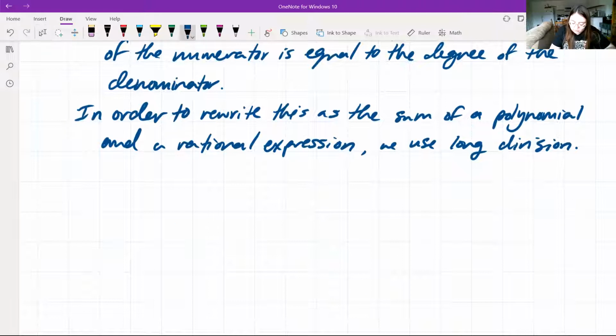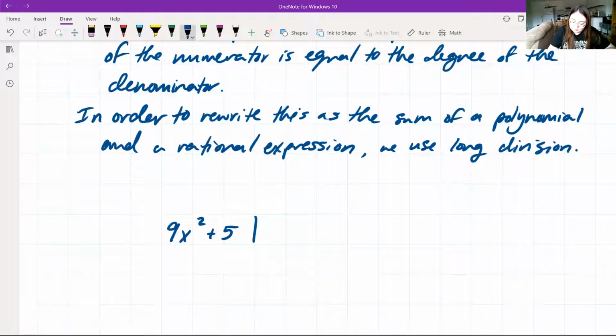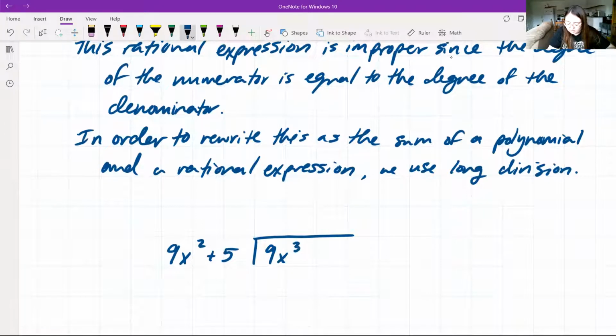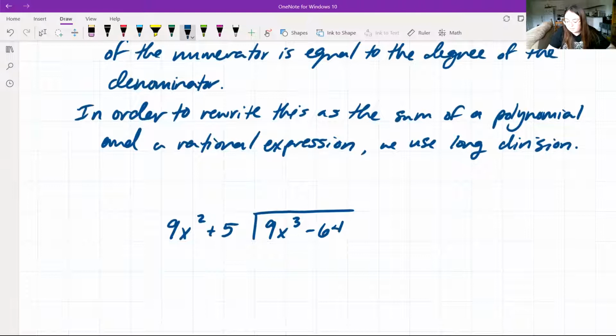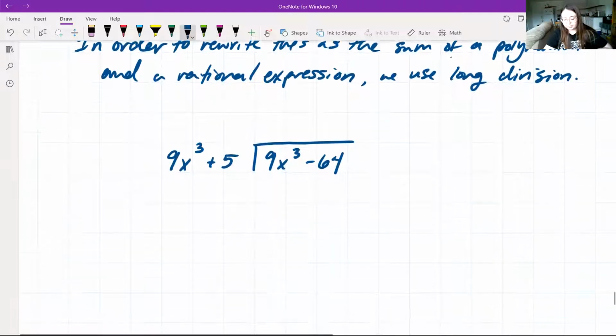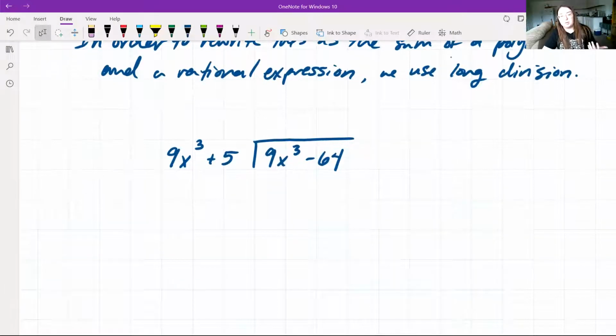So when we write this out, we'll write 9x cubed plus 5 as our divisor, so it's outside of our division bar. And inside we have 9x cubed minus 64. And whatever answer we get on top of our division bar, remember, is the quotient. Oh, this is cubed. There we go. So we can go ahead and use long division here. When we use long division, especially with polynomials, the best way to do it is to pick the first value in each case, divide them by each other, find what the value is, and then multiply it.